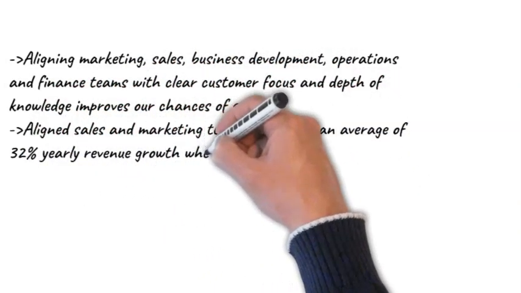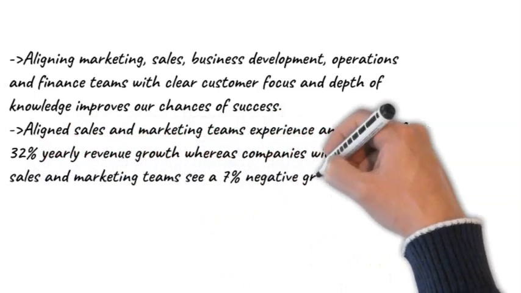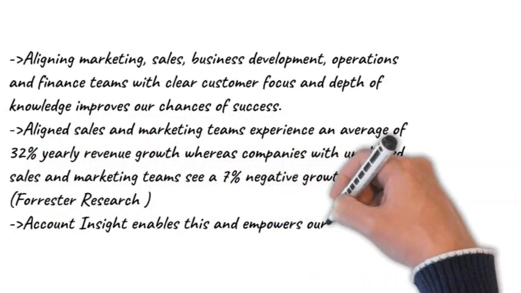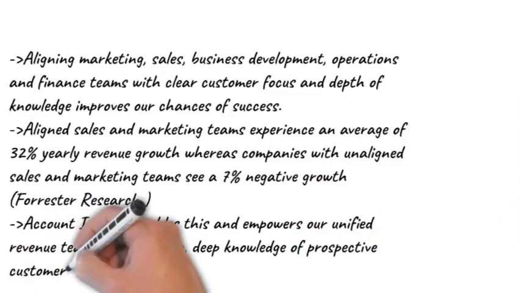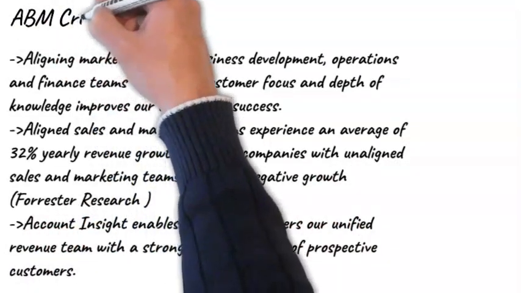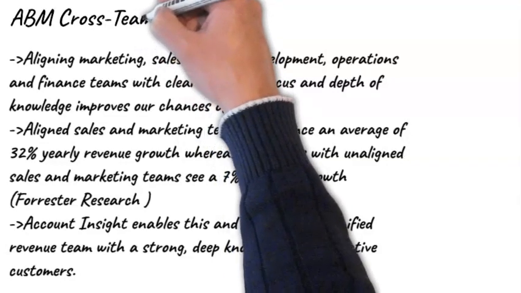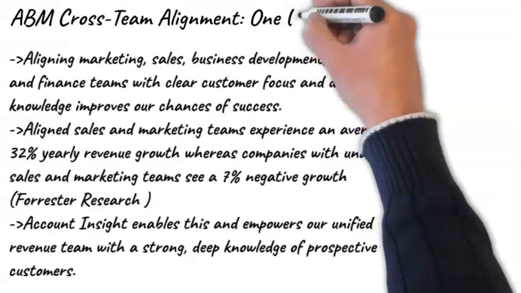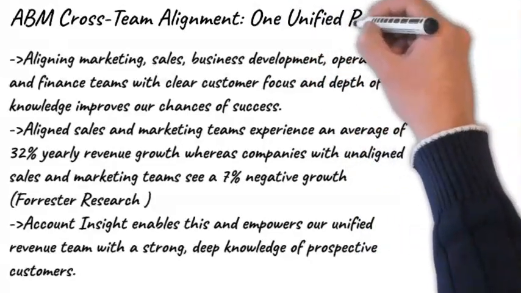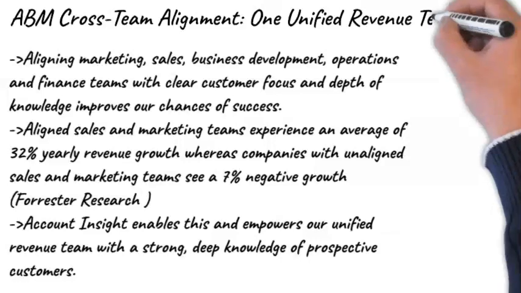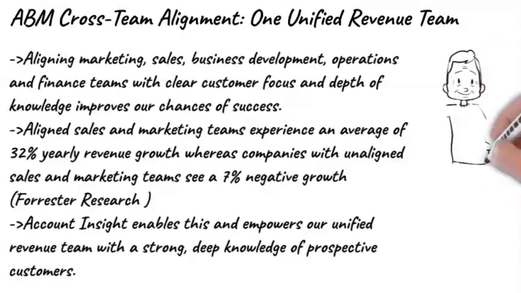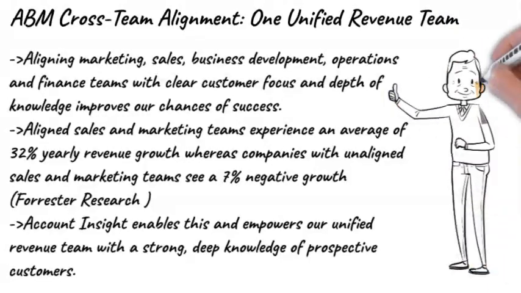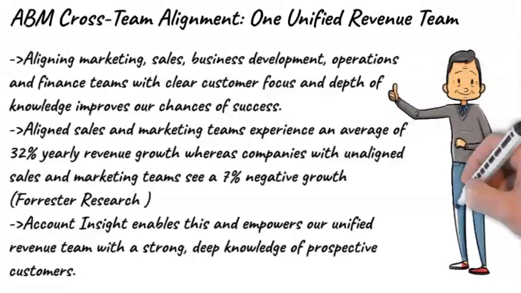One of the essential elements of ABM is cross team alignment and working with one unified revenue team. By aligning our marketing, sales, business development, operations, finance teams with clear customer focus and depth of knowledge, well, that improves our chances of success. Aligned sales and marketing teams experience an average of 32% yearly revenue growth, whereas companies with unaligned sales and marketing see a negative 7% growth. That's from Forrester Research. Account Insight enables this and empowers our unified revenue team with a strong, deep knowledge of prospective customers.